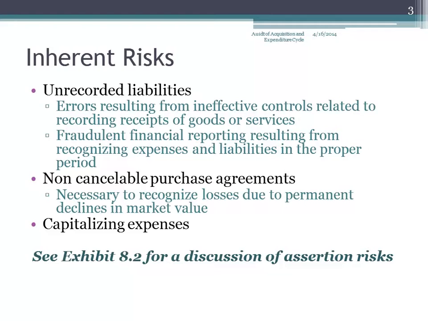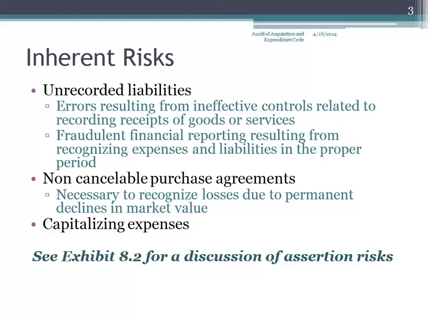Okay. So what you'll see is that, for example, with the balance assertions related to balance sheet accounts such as accounts payable or liabilities, with completeness there's a high risk. Right? Because what an auditor is going to be concerned with is an understatement of liabilities or unrecorded liabilities. Valuation and allocation is also going to be a high risk. If the company has non-cancelable purchase orders, the auditor is going to look at whether or not there's a significant decline in the market value.